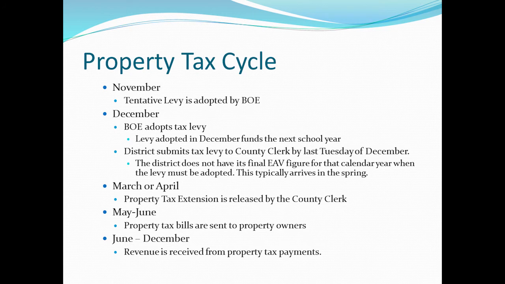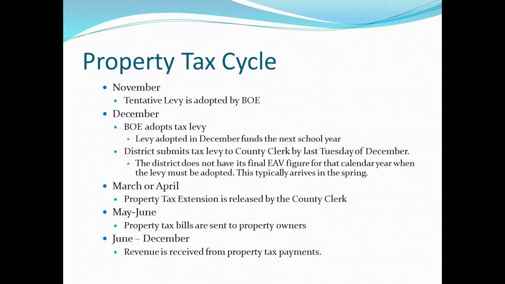So the property tax cycle is really about a year-long cycle, a little bit over that actually by the time you get through the whole thing. In November, the board approves a tentative levy. In December, the board approves the actual levy, and it gets filed with the county clerk by the last Tuesday of December. At the time that we file the levy, we do not know what our final equalized assessed value will be, but we have to put the levy in based on the amount of money we think we will need to run the district for the next school year.